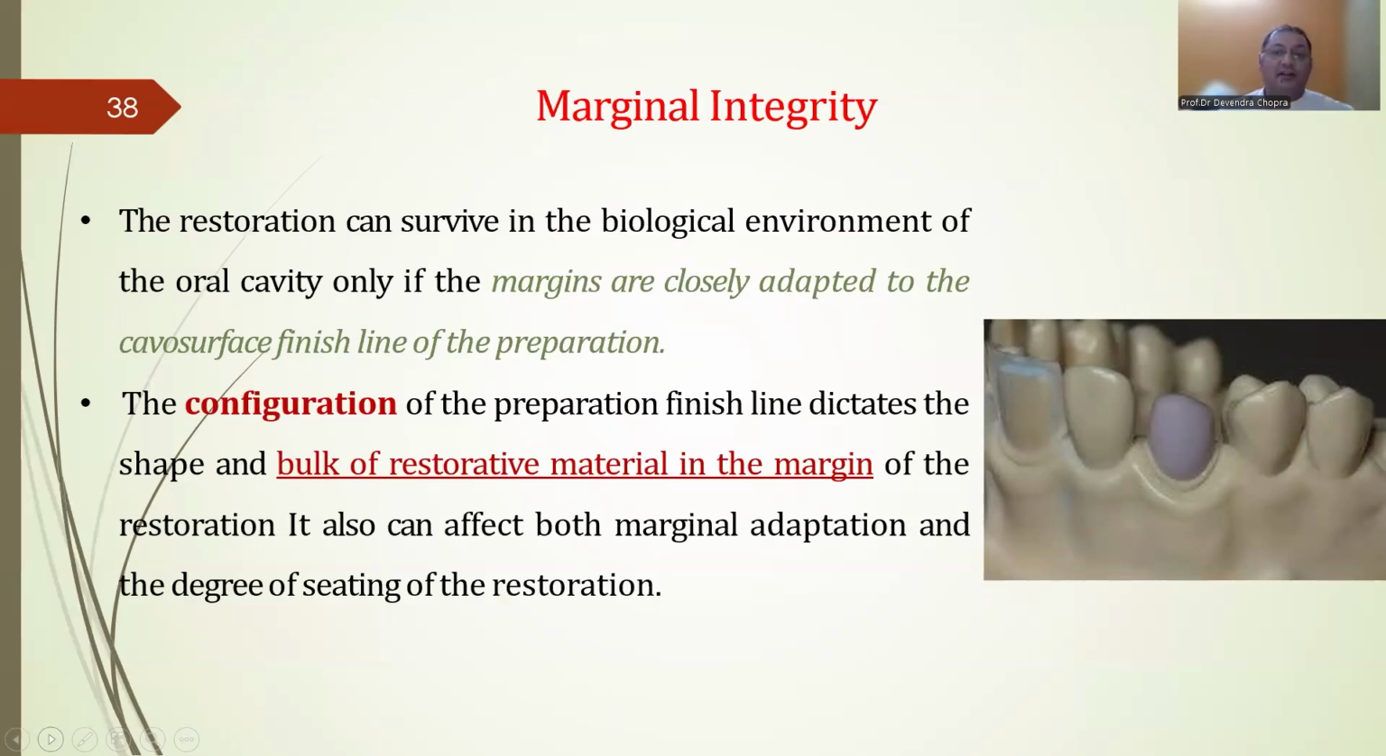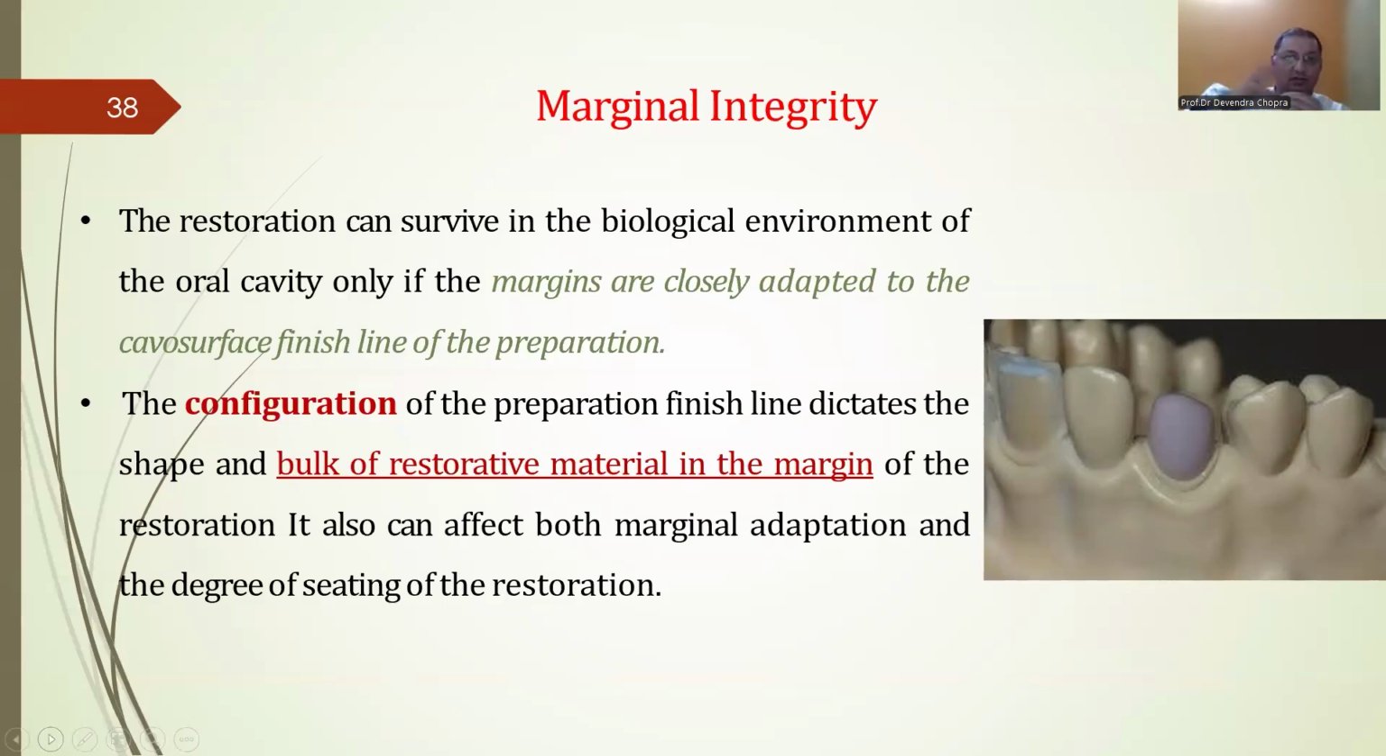Marginal integrity. I've already told you, what is marginal integrity? It is your finish line of the preparation. So the restoration can survive in the biological environment of the oral cavity only if the margins are closely adapted to the cavo surface finish line of the preparation. The configuration of the preparation finish line dictates the shape and bulk of the restorative material in the margin of the restoration, and it also can affect both marginal adaptation and the degree of seating of the restoration.